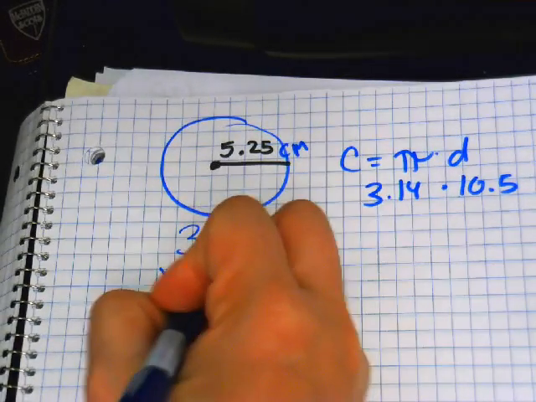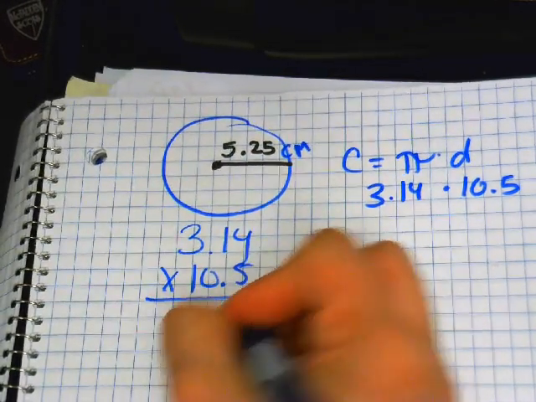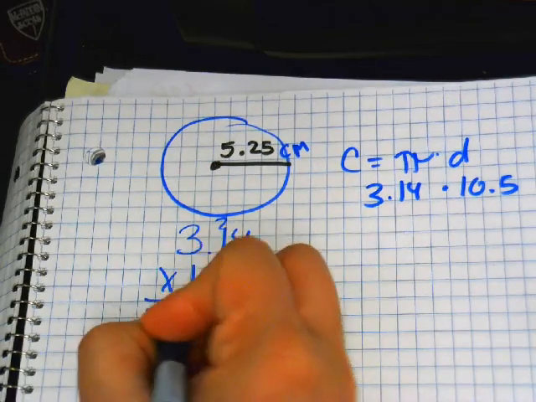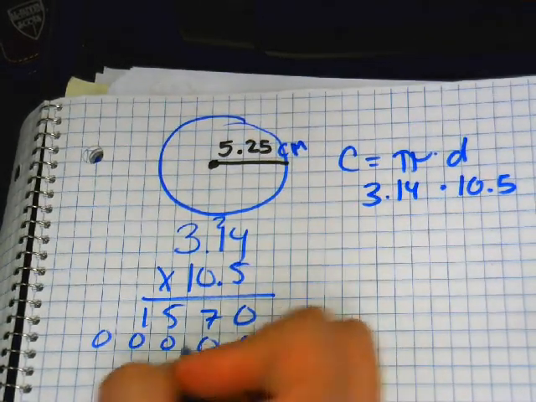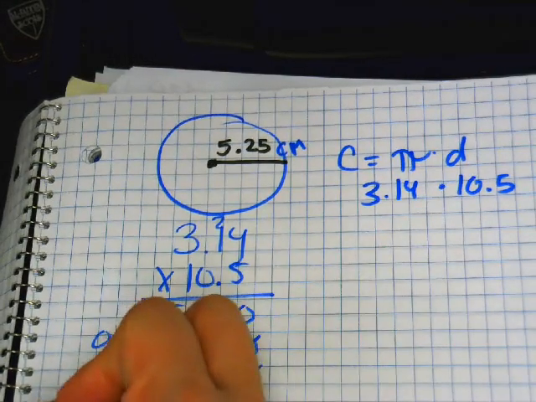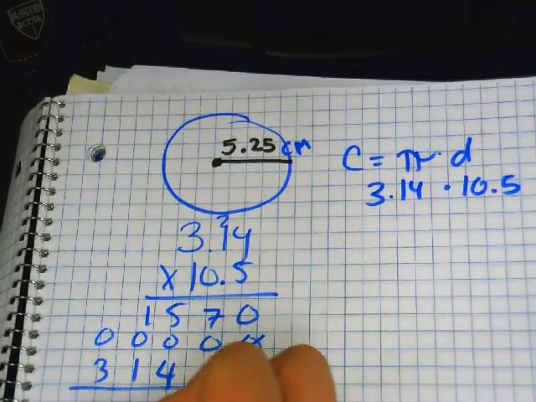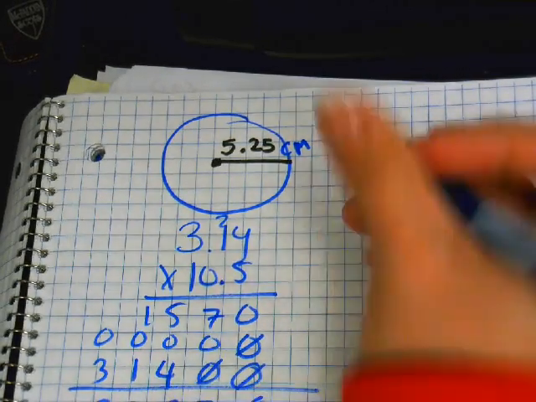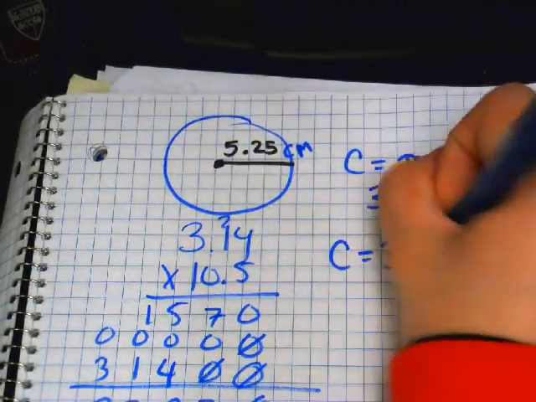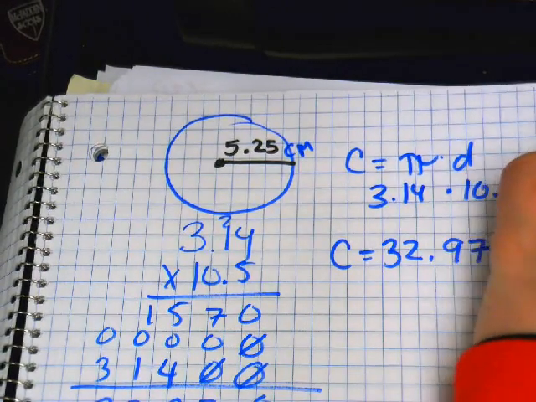3.14 times 10.5: 20, carry the 2, 7, 15, 0, 0, 0, 0, 0, 0, 0. Oh, this one's easy. 0, 7, 9, 2, 3. Move the decimal 3 times. Circumference is 32.97 centimeters.